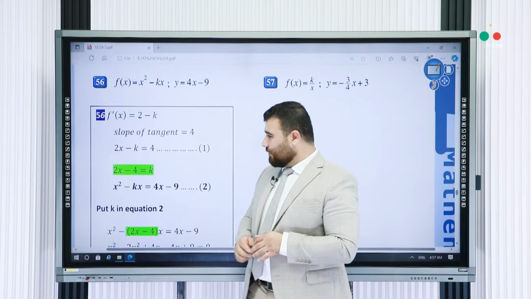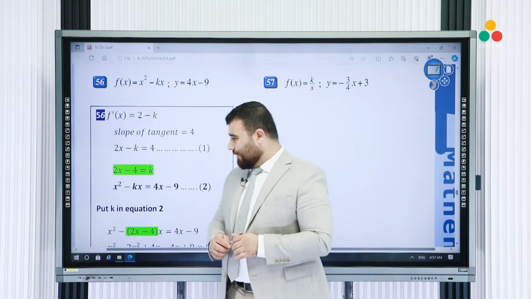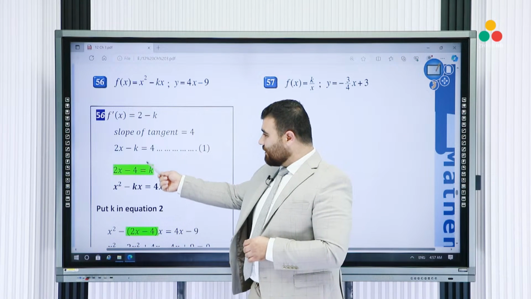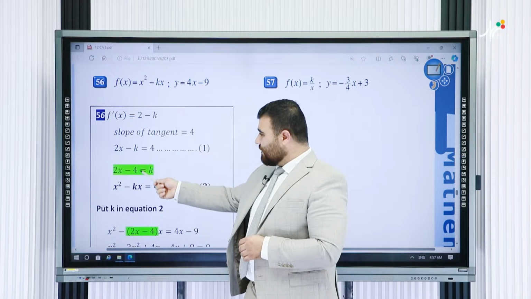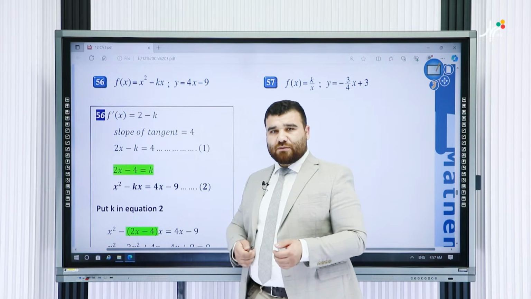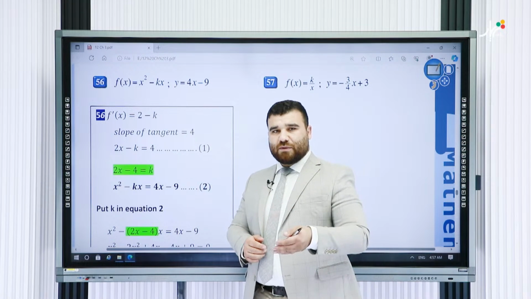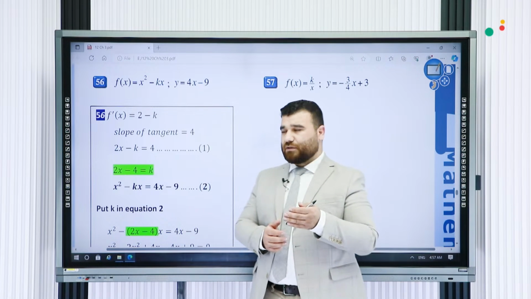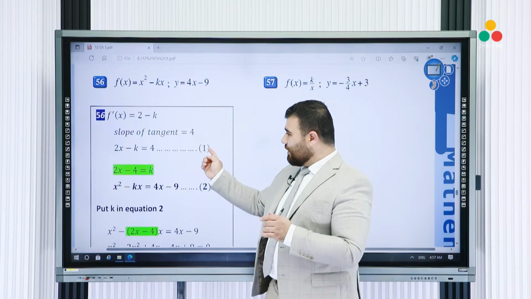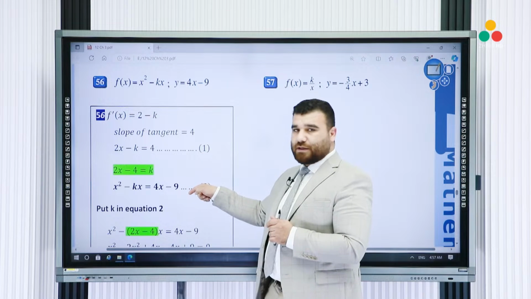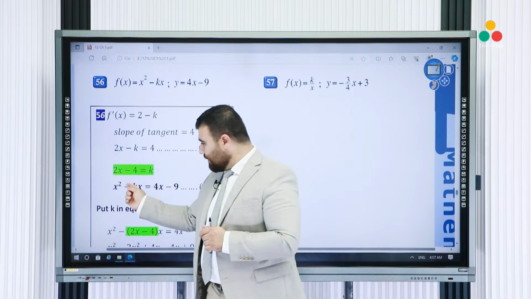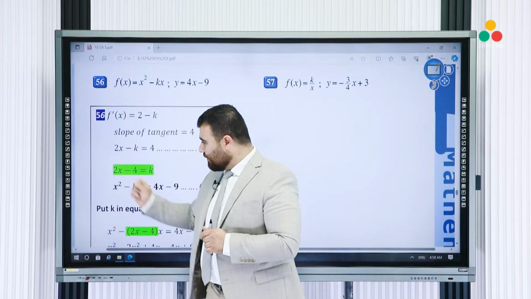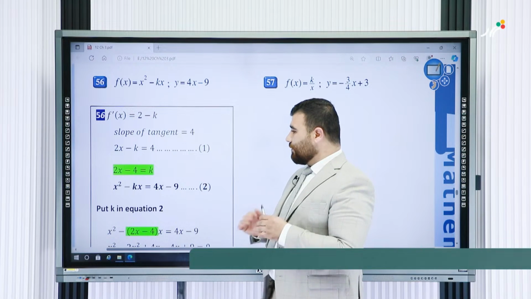Now, k is equal to 2x minus 4. We got this information from the first equation. So since we got the information from the first equation, we cannot use the information in the first equation again. We got the information from this equation, then we use the information in the other equation. Now instead of k, we write 2x minus 4. So it will look like this.